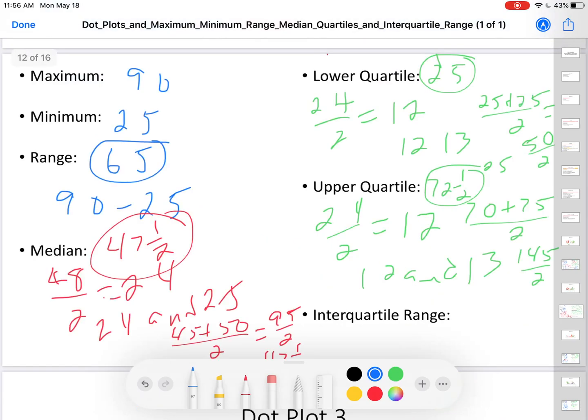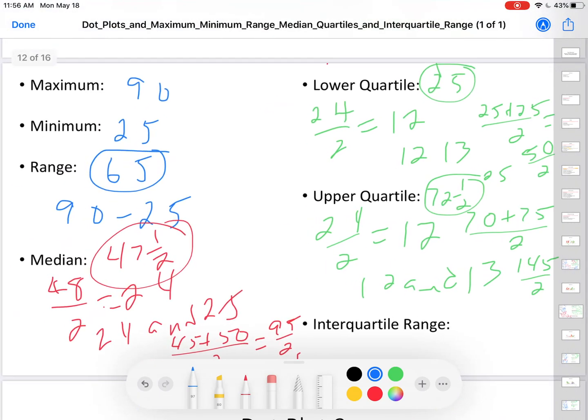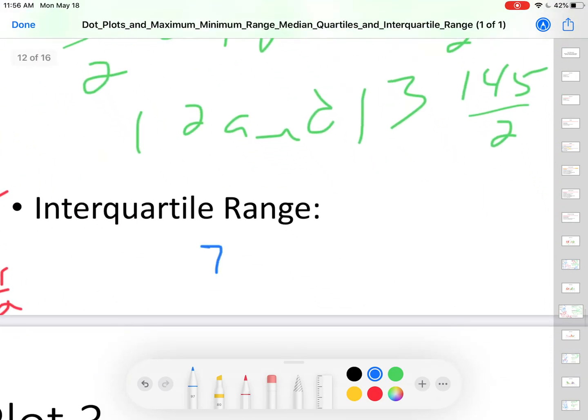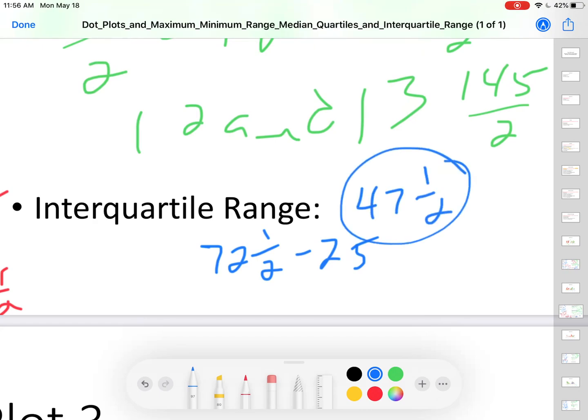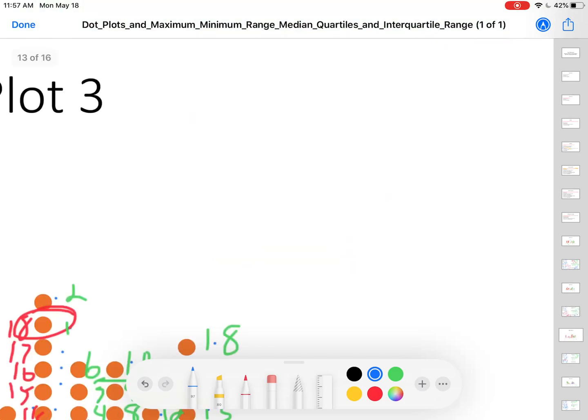Here's dot plot number 2. Here's 72 and a half minus 25. Calculator again. 72.5 minus 25 is 47 and a half. Yes, you could write 47.5. It's the same value. You know me, I like fractions better.